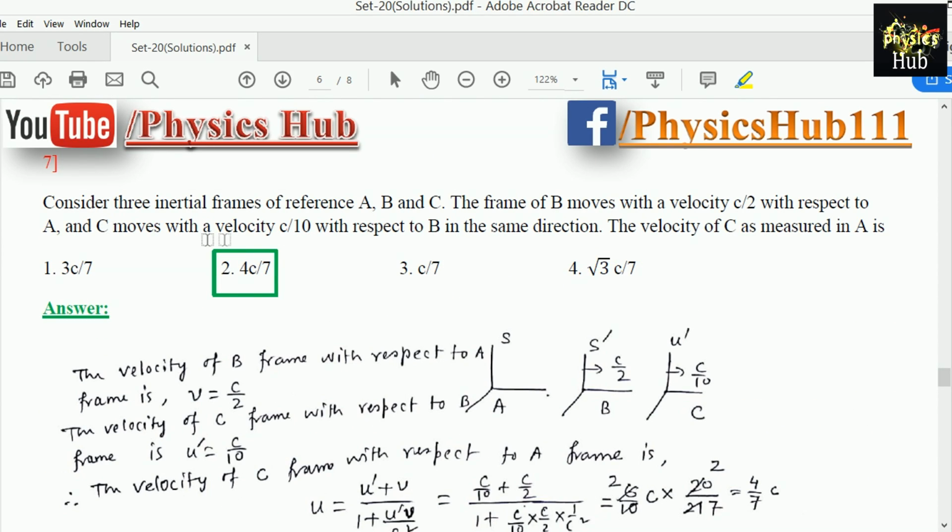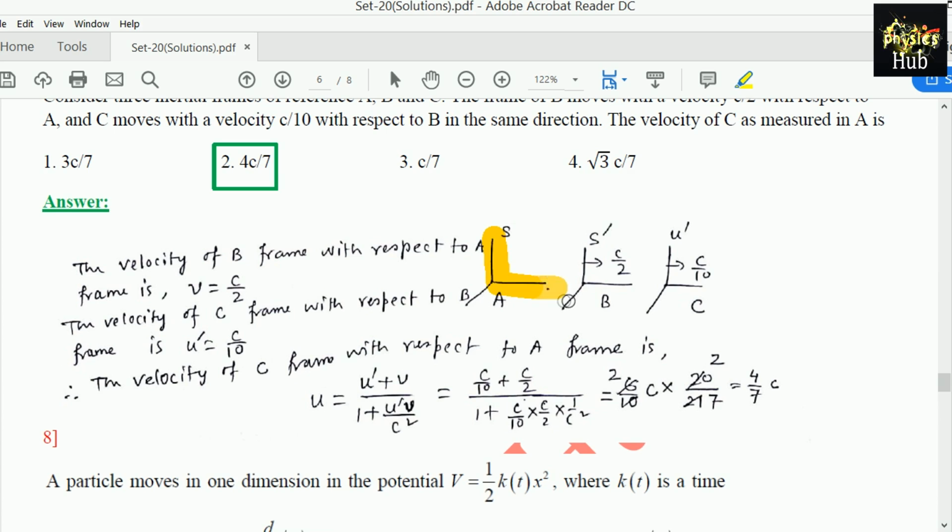Moving on, question number 7. Consider 3 inertial frames of reference A, B and C. The frame B moves with velocity c by 2 with respect to A and C moves with a velocity c by 10 with respect to B in the same direction. The velocity of C as measured in A is. So I have shown you the situation. 3 frames are there. Let's take it S, it's S prime, and it is moving with velocity u prime with respect to this S prime.